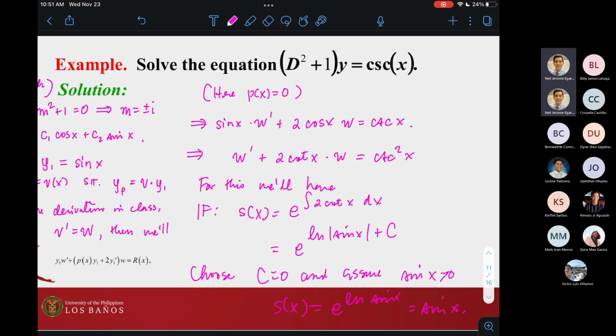Sorry. Nawala yung 2. May 2 nga pala siya sa unahan from there. Tapos papasok siya doon sa loob. So hindi ko na kailangang i-assume na si sine x ay positive. Kasi ito ay pwede kong isulat na e to the ln of sine x quantity squared plus c. I'll just choose c to be equal to 0. Then I'll have this. Thank you, Kiefer. Napansin niya na dapat may 2 pa. So ang integrating factor ko ay sine squared x.